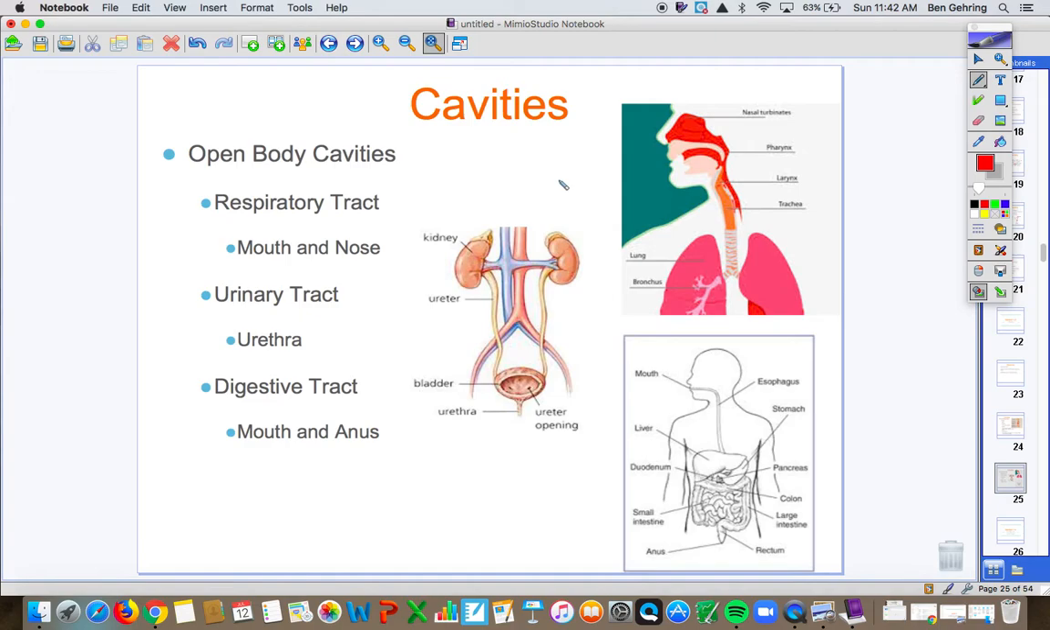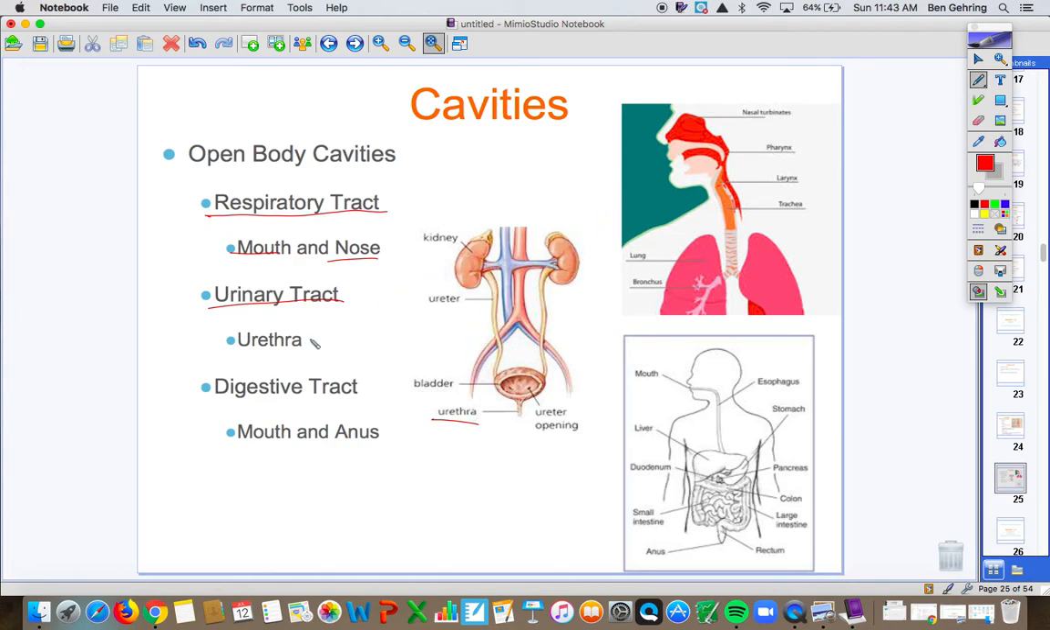Open body cavities contain an exit point, a passageway out of the body. And so the first one is going to be our respiratory tract, our respiratory cavity. So we have an opening to the outside. Both your nose and your mouth go from the outside down into your lungs. So that is an open cavity because there's an exit point. This includes your mouth and nose, or your respiratory tract, and then they eventually end up at your lungs. Your urinary tract goes from the inside of your body system, so it starts in your kidneys, and ends at your urethra, which is where it exits the body.